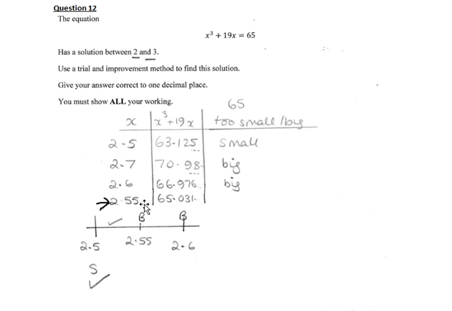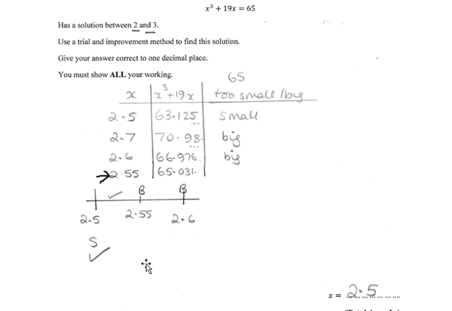You test the midpoint, 2.55. If you don't test the midpoint, you don't get full marks. Now that answer was just too big, so the answer must be less than 2.55, hence to 1 decimal place the answer is 2.5. If you don't know how to put these into your calculator, you must ask a teacher or a friend to show you how.